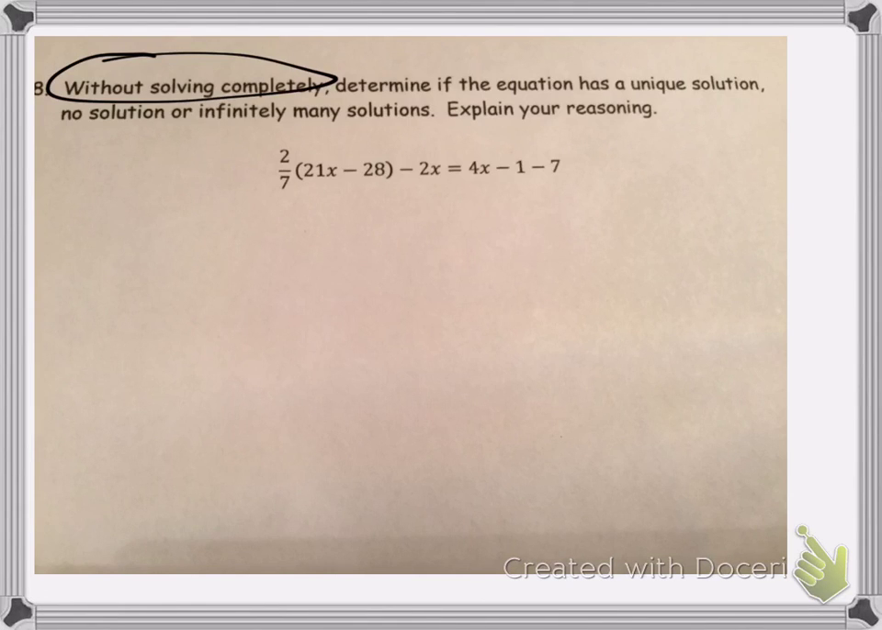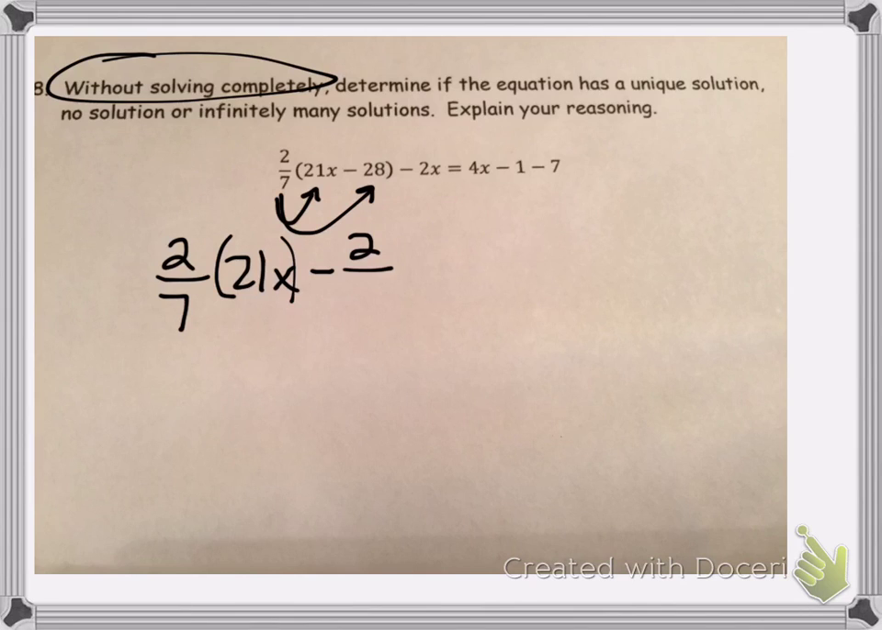Now on question number 8, this does say without completely solving. We're actually going to be able to figure out our conclusion without going the entire way. The numbers given here work nicely. We do have a 2/7 times 21 and 28, and since both of those numbers divide by 7, they're going to cross cancel nice for us. So I'm not going to get rid of this fraction. We're just going to write it out so it's easy to do our calculations. 2/7 times 21x and also 2/7 times 28.